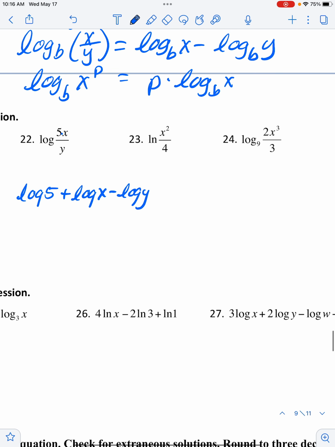And this one doesn't have a base, so it's base 10, so I just continue to write it without a base as well. This one, just for space, I'll go down here, has ln of x squared, and since the 4 is on the bottom, that will be after a subtraction. But in expanding, I can't have powers, so that has to go down in front. So I have 2 ln x minus ln 4.